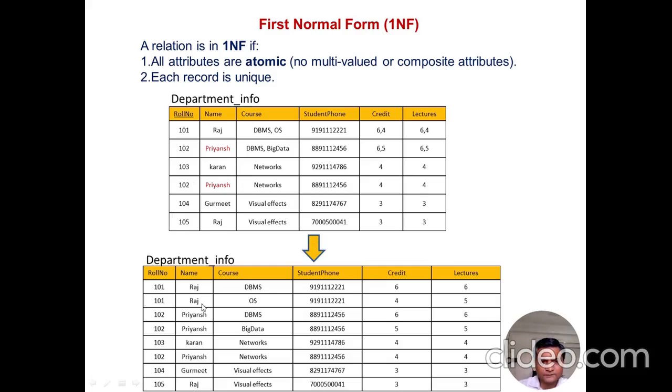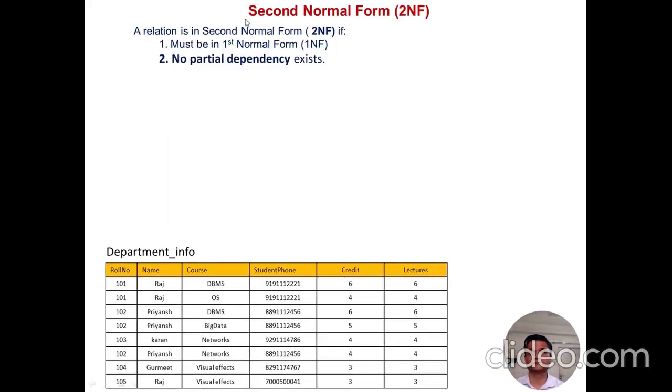Here, we can achieve this by splitting Raj's tuple into two tuples. One with course equals DBMS, credit equals 6, and lectures equals 6. Another with course equals operating systems, credit equals 4, and lectures equals 5. Now every attribute has a single value, and the table is in first normal form. We have converted our table into first normal form.